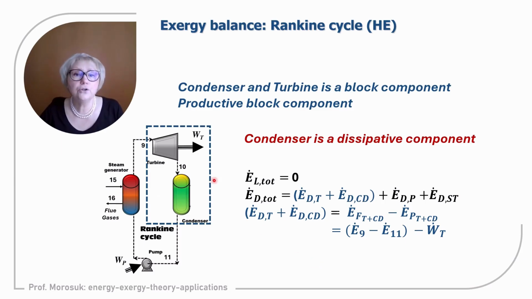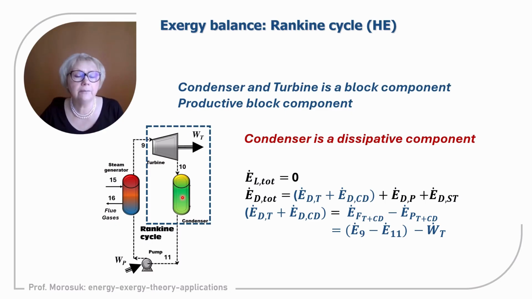Then how should we treat this component? For exergy destruction of this block component, it is fuel minus product. The fuel of this component is the difference in exergy of streams 9 and 11, and the product is associated only with work generated by the turbine. So this approach is also possible. It is not a mistake. It is also possible, but with this approach, if we conduct exergy analysis like that, definitely we will miss a lot of information on how to improve the turbine and how to improve the condenser.